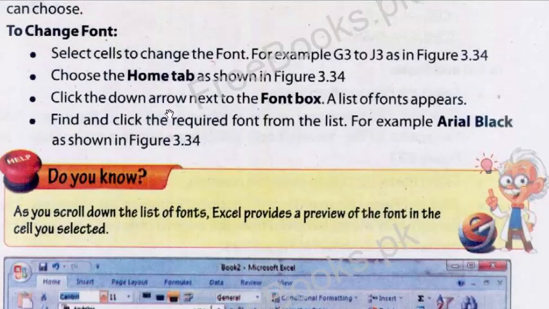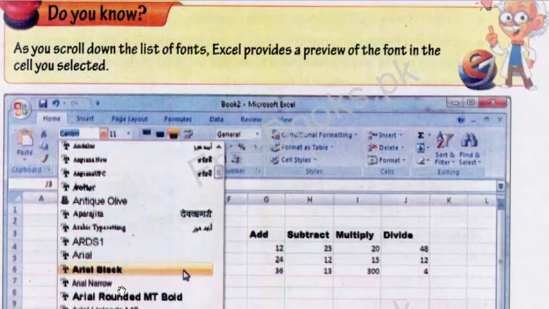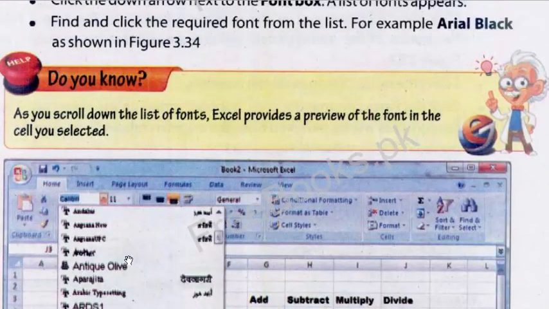And choose the Home tab as shown in figure 3.34. This is the Home tab. Click the down arrow next to the font box. A list of fonts appears. Find and click the required font from the list, for example Arial Black as shown in the figure. Okay students, this is the way you can change the font.